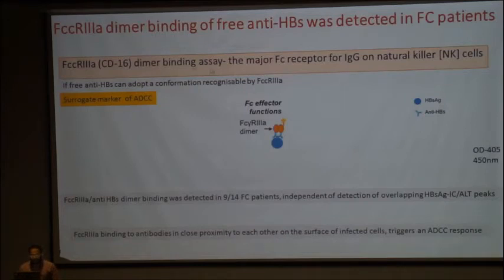Okay, so it was also seen that 9 out of the 14 patients who achieved functional cure had this dimerization, and this dimerization was independent of the HBsAg immune complex or ALT flares. So this is to say that the antibodies can augment the humoral immunity, can augment the cytotoxic cell activity even in patients with chronic hepatitis B who are E positive.